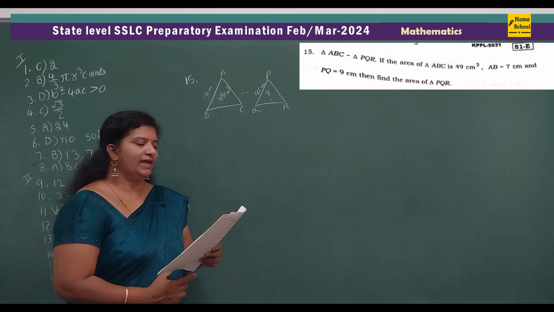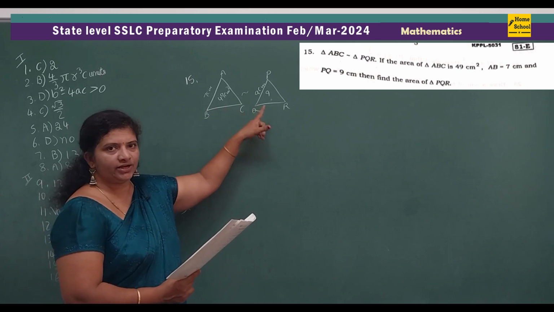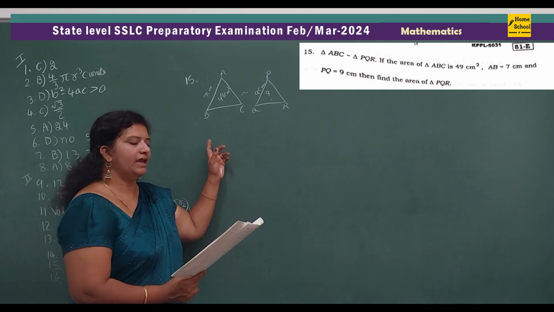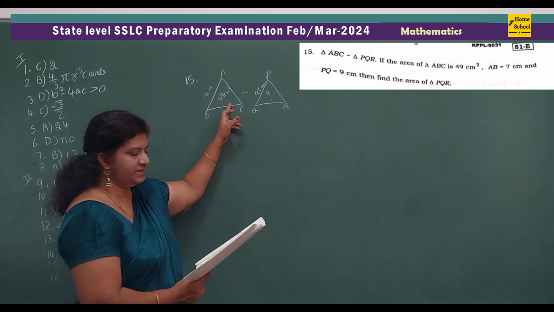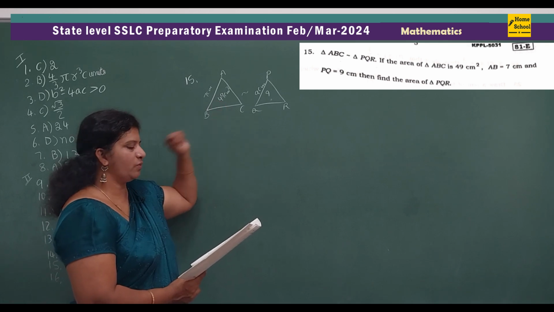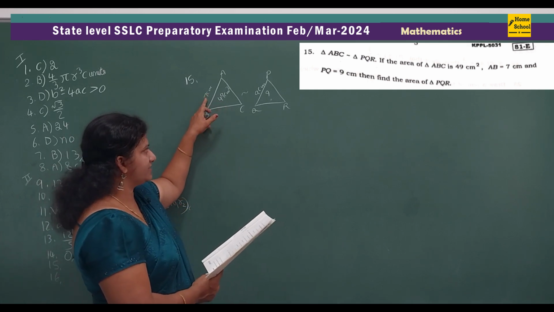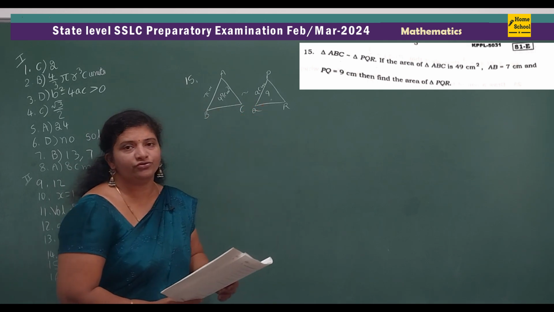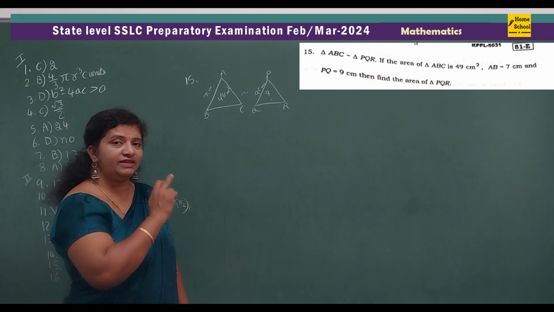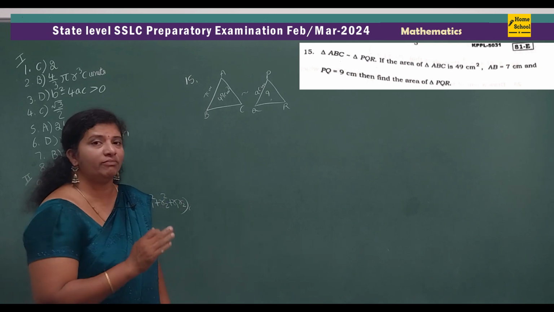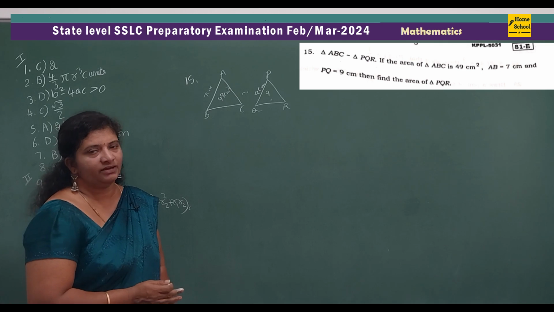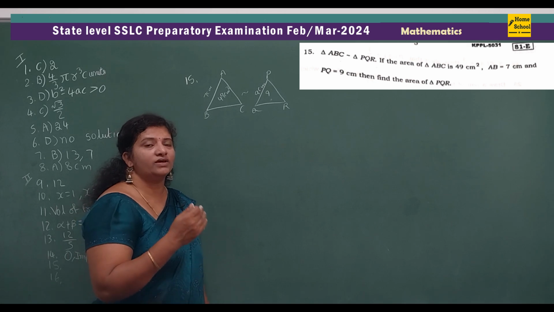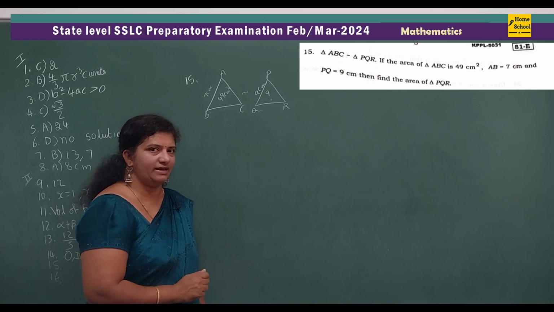15th one, triangle ABC similar to triangle PQR. You need to imagine in this form. If the area of triangle ABC is 49 centimeters square, AB is equal to 7 centimeters and PQ is equal to 9 centimeters, then find the area of triangle PQR. If these two triangles are similar, you remember a theorem. What is that? The ratio of their areas is equal to square of the ratio of their corresponding sides.